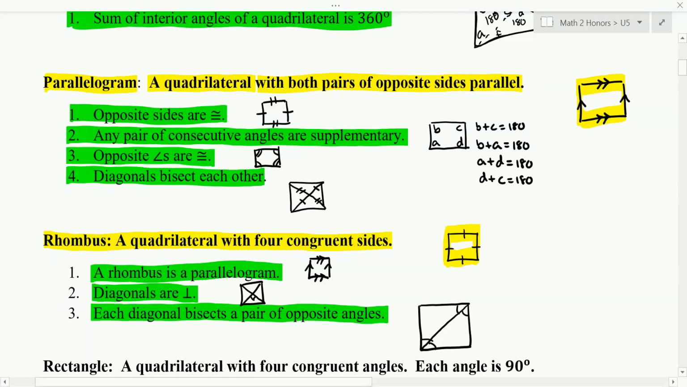How about this? Can I do this? No, because we don't know that all four angles are the same. But all four of those pieces are going to be the same too, because these opposite angles are congruent, these opposite angles are congruent. And so that's what happens in a rhombus.